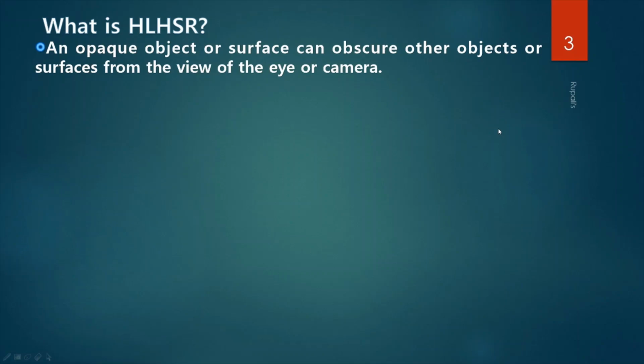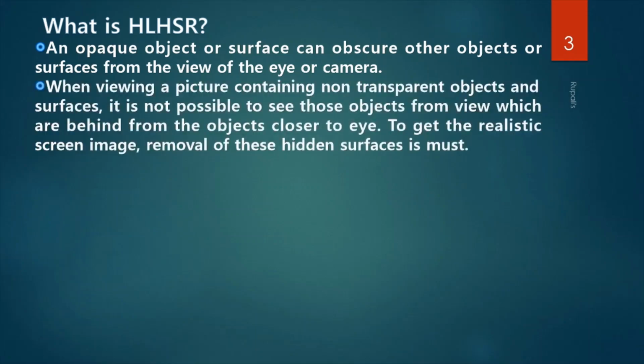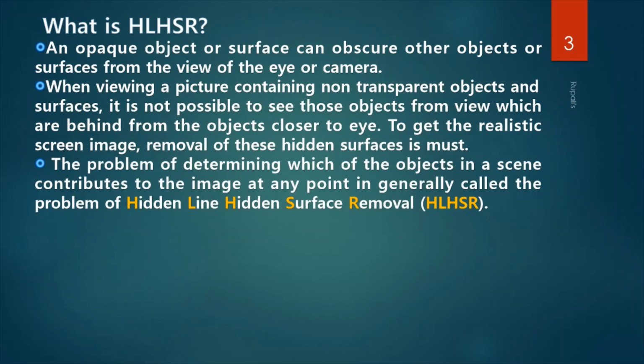An opaque object or surface can obscure other objects or surfaces from the view of the eye or camera. When viewing a picture containing non-transparent objects and surfaces, it is not possible to see those objects which are behind the object closer to the eye. To get a realistic screen image, removal of these hidden surfaces is a must. The problem of determining which of the objects in a scene contributes to the image at any point is generally called the problem of hidden line, hidden surface removal, that is HLHSR.